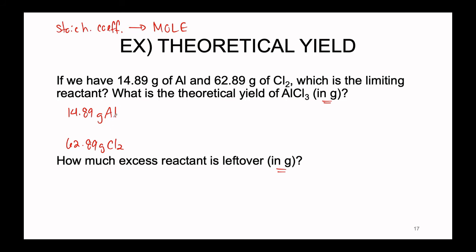So let's look on the periodic table and see if we can figure out how many grams of aluminum there are in every mole. According to the periodic table, the molar mass of aluminum is 26.98 grams per 1 mole. For chlorine, since there are 2 chlorine atoms inside of this molecule, we're going to have to look at the periodic table, find the molar mass, and then multiply that by 2. It turns out that there is 1 mole of chlorine for every 70.91 grams.